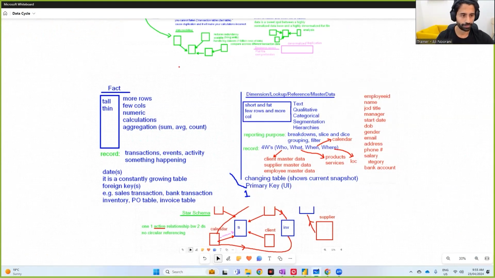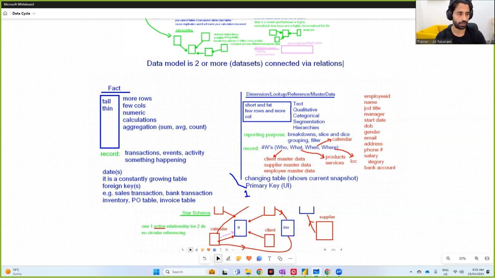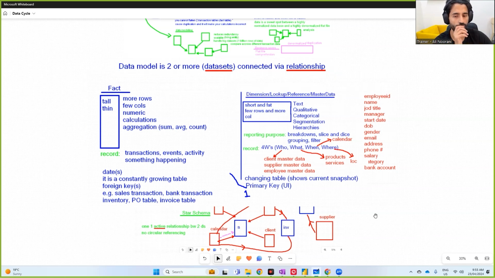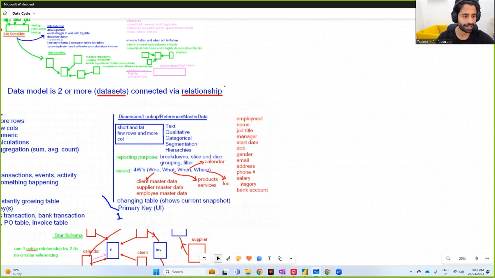Let's go up again. So what was it? A data model is two or more data sets connected via relationship. We have data sets. We have kind of broken down, so these are the two important elements. Now you know about the data set. Let's break down relationship a little bit. What are the two important elements of a relationship?